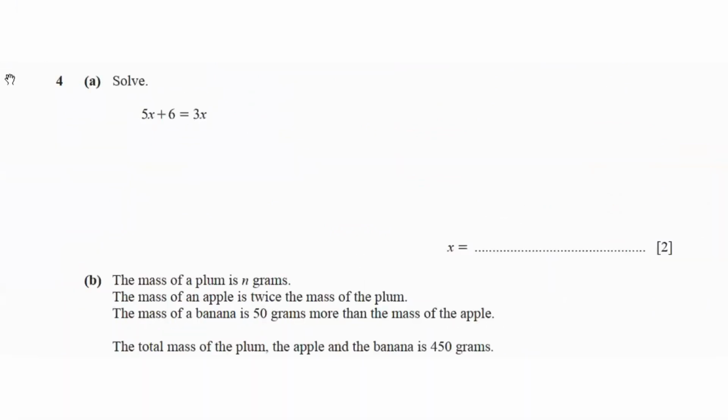Question 4 says solve 5x plus 6 equals 3x. I'm going to bring 3x to the left-hand side and take 6 to the right-hand side. So that's 2x equals negative 6. x is negative 6 over 2, which is negative 3.